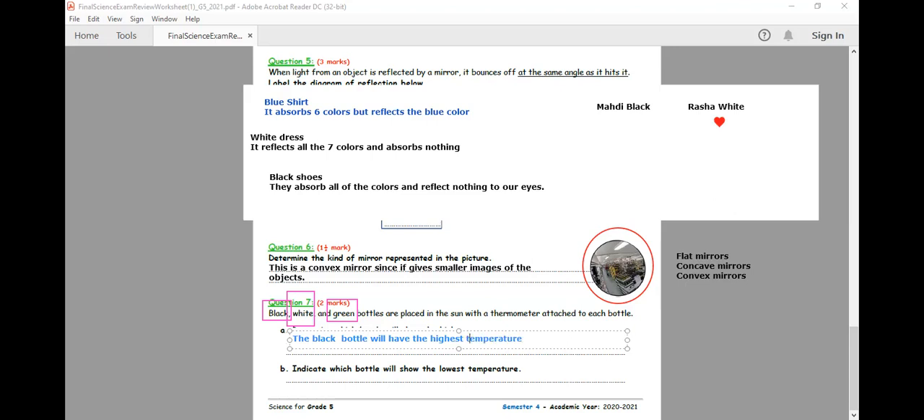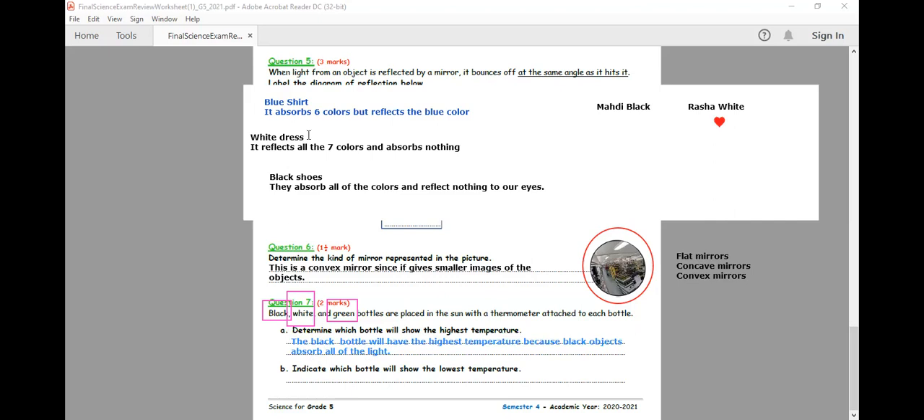Because black objects absorb all the heat, all of the light colors, all of the light. Miss, the green only absorbs 6. That's right. It's in the middle.